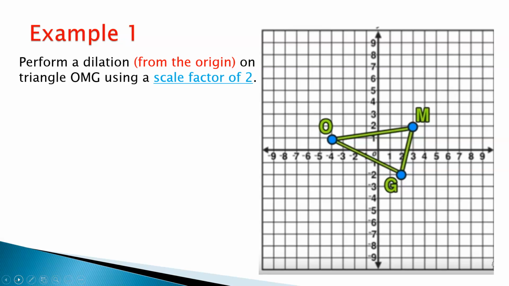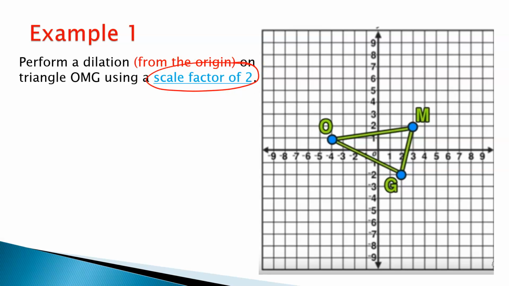So let's talk about it. Example number 1 says perform a dilation from the origin on a triangle OMG, using a scale factor of 2. Now this is very, very important. We are performing a dilation. We're either going to expand or we're going to shrink it. And let's actually talk about that.